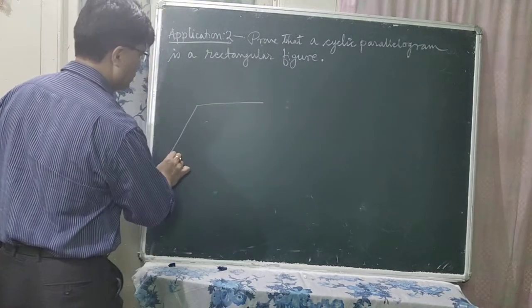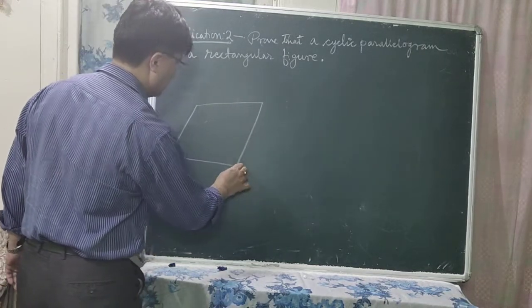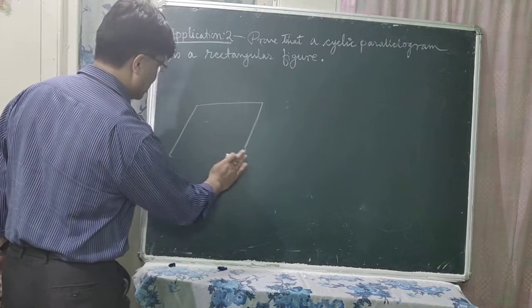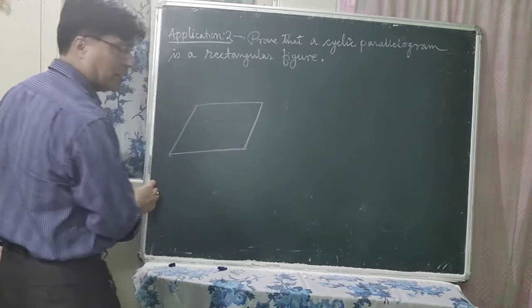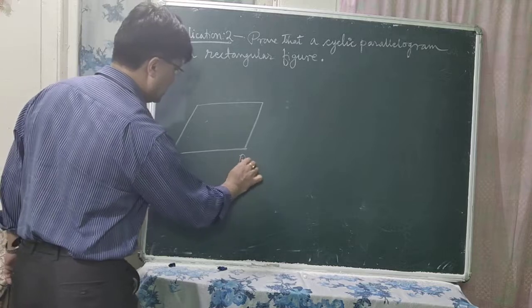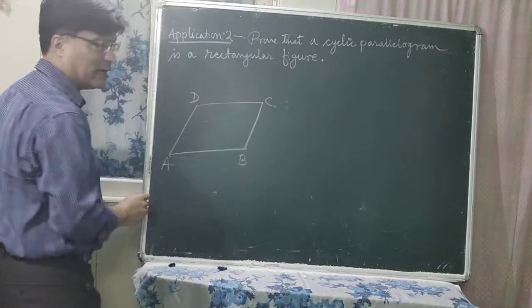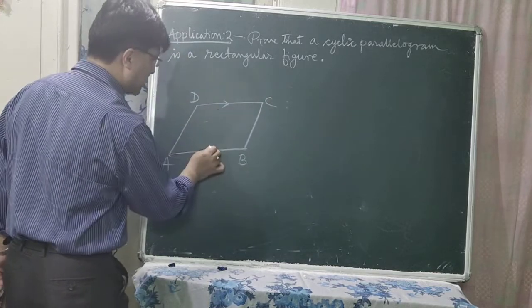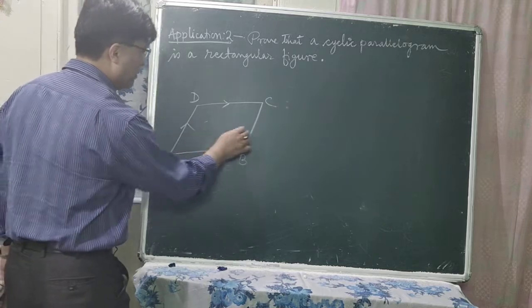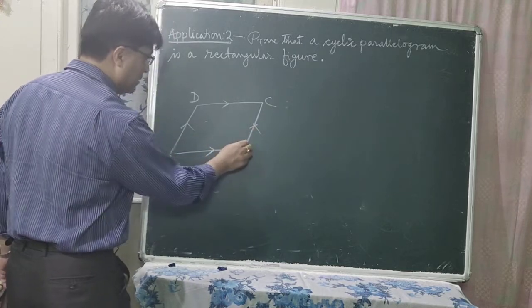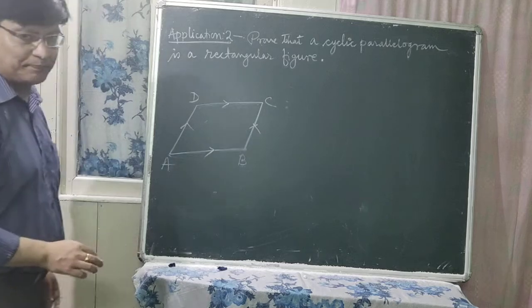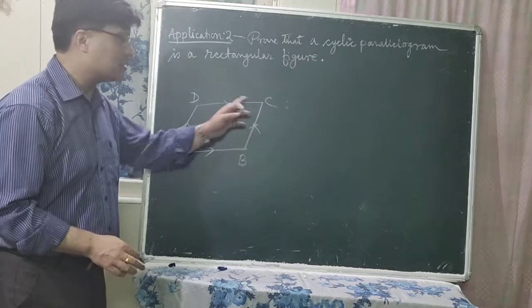A parallelogram is a figure whose opposite sides are equal and parallel, right? This is a parallelogram, you know that. ABCD is a parallelogram whose opposite sides are equal and parallel. But these angles are not 90 degrees.